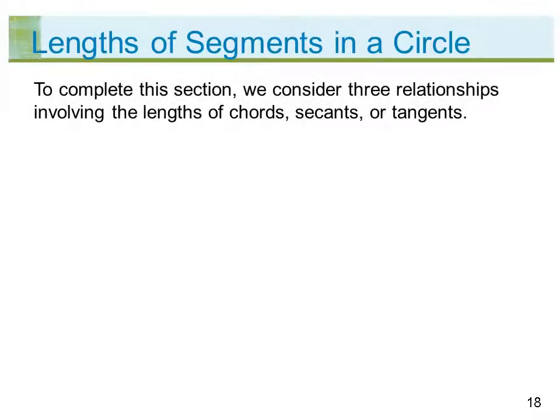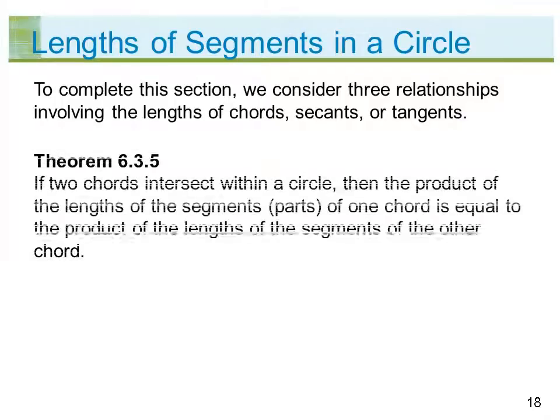To complete this section, we consider three relationships involving the lengths of chords, secants, or tangents. Theorem 6.3.5. If two chords intersect within a circle, then the product of the lengths of the segments, parts, of one chord is equal to the product of the lengths of the segments of the other chord.